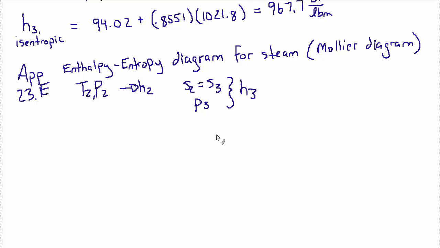So anyway, now we have H2 and H3. We can find out what delta H ideal for that turbine would be.